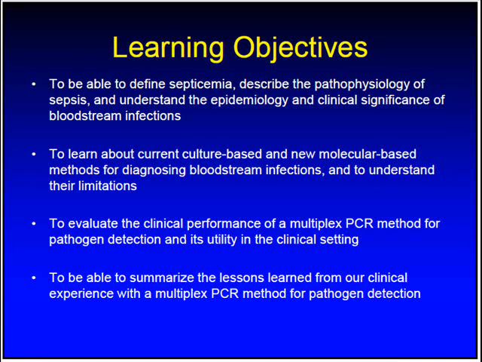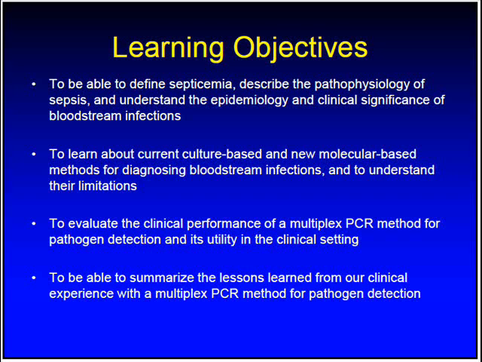The learning objectives are to be able to define septicemia, describe the pathophysiology of sepsis, and to understand the epidemiology and clinical significance of bloodstream infections. To learn about current culture-based and new molecular-based methods for diagnosing bloodstream infections and to understand their limitations. To evaluate the clinical performance of a multiplex PCR method for pathogen detection and its clinical utility, and to be able to summarize the lessons learned from our clinical experience with a multiplex PCR method for pathogen detection.